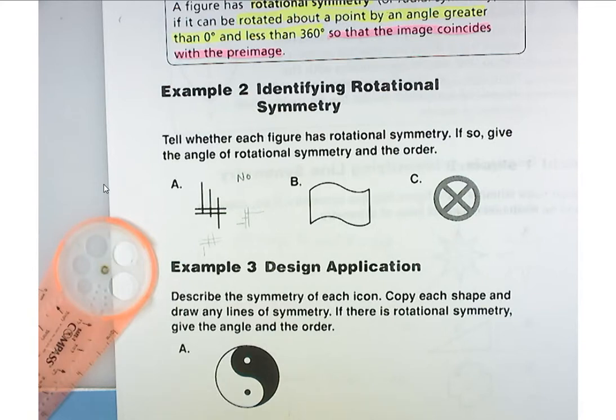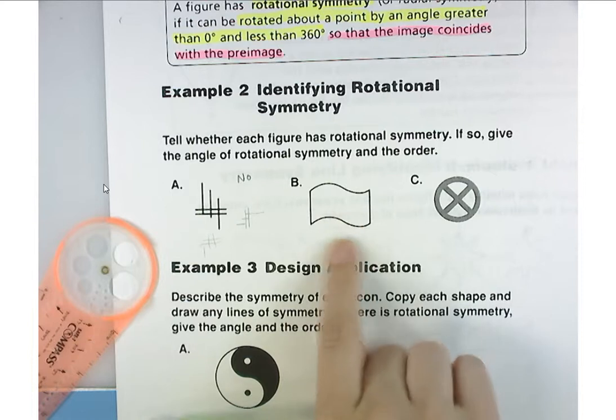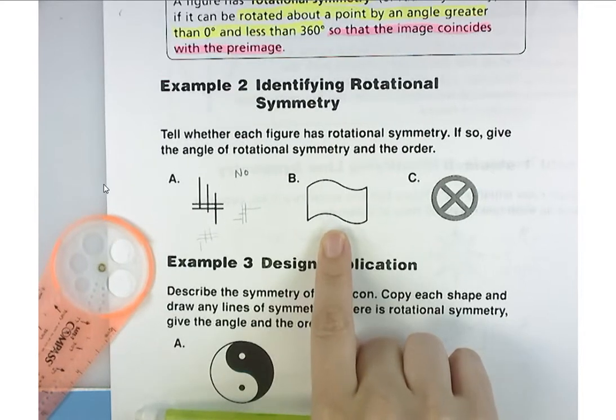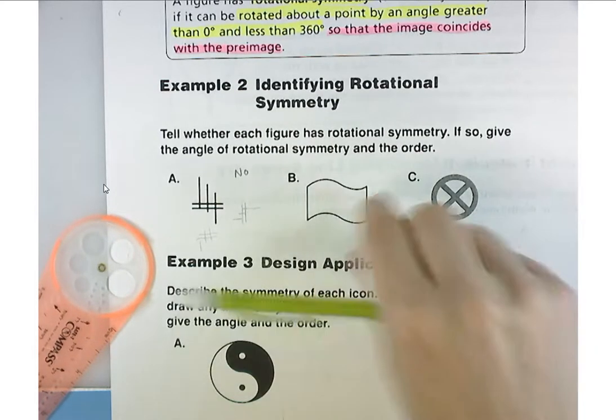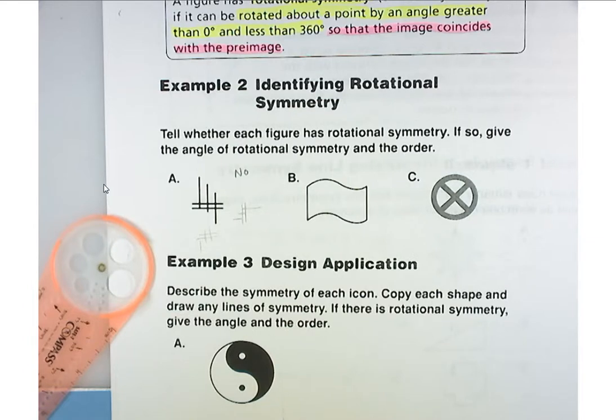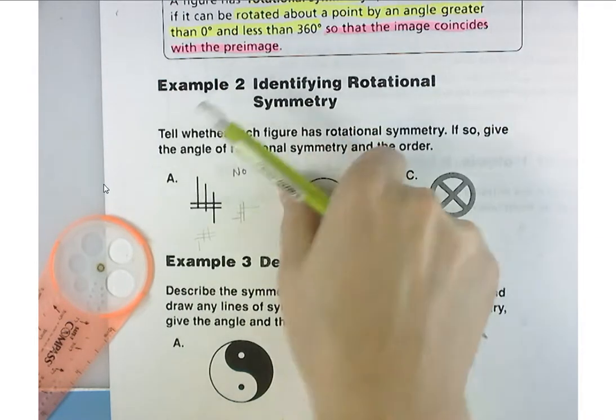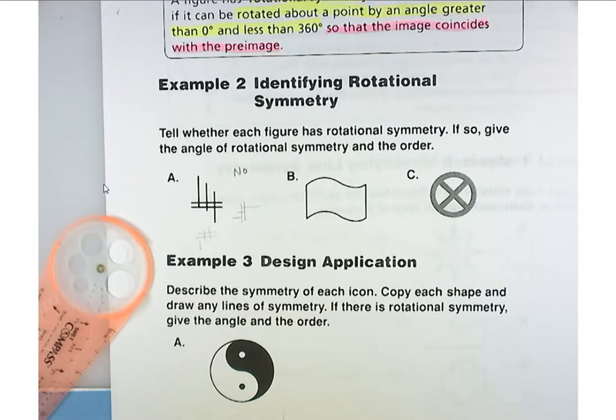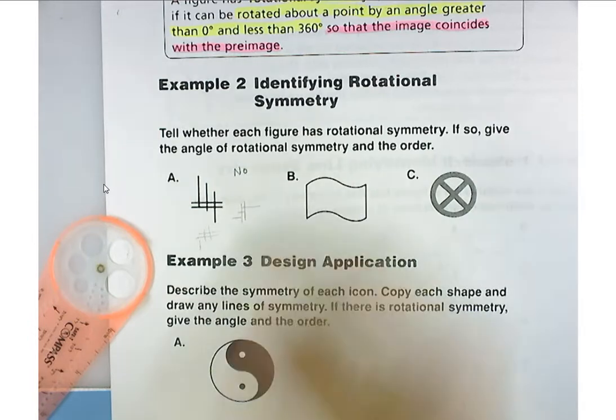Okay, and then what about this? Kind of looks like a flag. Okay, so do you know how many degrees? Yep, 180. If you took that shape and rotated it 180 degrees, it would be the same.